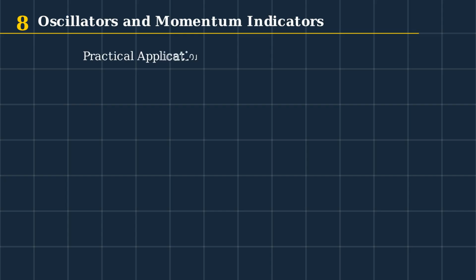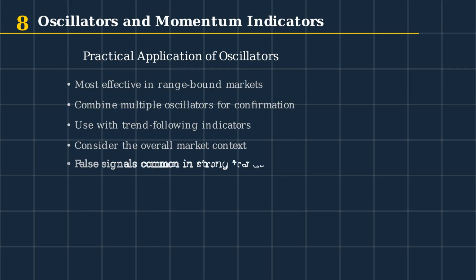When applying oscillators in real trading, remember these practical tips. Oscillators work best in range-bound markets and can give false signals during strong trends. For best results, combine multiple oscillators for confirmation, use them alongside trend-following indicators, and always consider the broader market context.